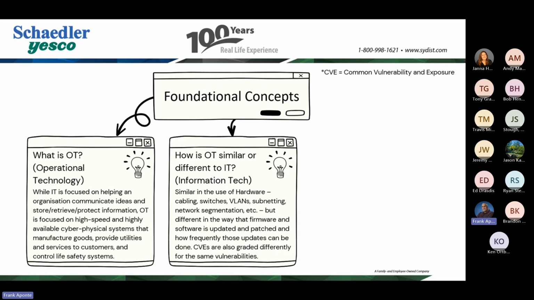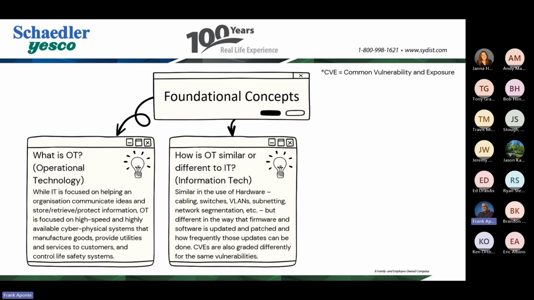So how is OT similar or different to IT? It's similar in the use of the hardware, any of your switches, cables, VLANs, subnetting, network segmentation, all the typical things you would normally do at an IT level. You want to accomplish those things hardware-wise at the OT level. There really isn't much difference aside from some minor details in how you might use that or how you might set things up for the high availability part of it.